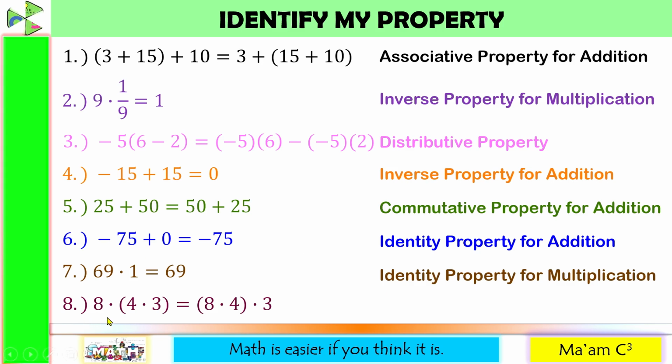Last one, we have 8 times the quantity 4 times 3 is equal to quantity 8 times 4 times 3. On the left side, what is grouped is 4 and 3. On the right side, what is grouped is 8 and 4. So the groupings have changed, but the product is still the same. This is associative property for multiplication.